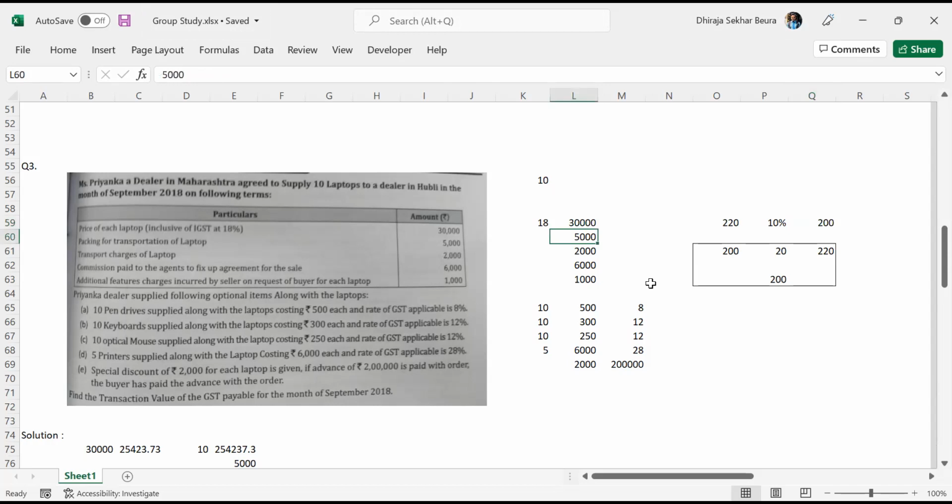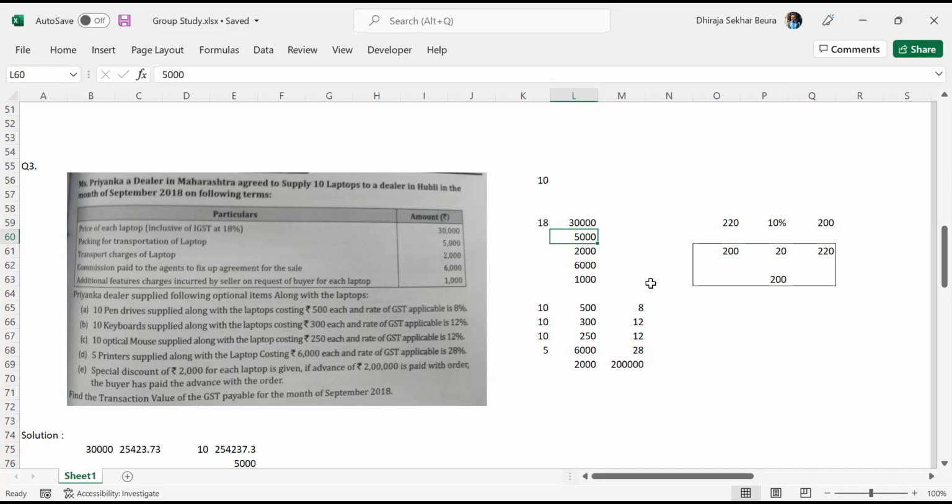Here, as you can see, we had 2 types of supplies, composite supply and mixed supply. Composite supply is where you have a principal item and the others are auxiliary or ancillary in support of the original item. Here, however, laptop can be sold and pen drives can be sold separately, they don't necessarily have to be together. So now that we are clubbing all of them together, that becomes a mixed supply. And the rule of mixed supply says the rate of tax applicable on that particular transaction will be the highest tax rate applicable to any of those items.